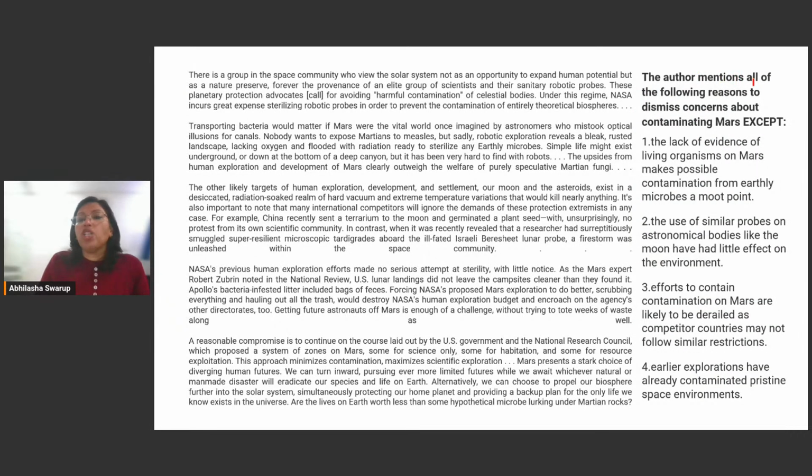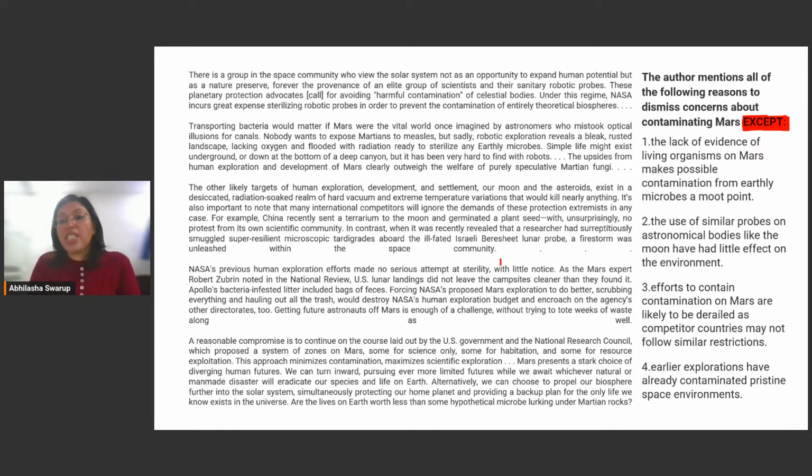It says the author mentions all of the following reasons to dismiss concern about contaminating Mars except. So remember, when the question says except, it is asking which one is not a reason to dismiss concerns about contaminating Mars. So we've already contaminated it all that we could, right? Oh no, we have actually never been to Mars, so we've never contaminated it. Okay, but what are the reasons to dismiss concerns? Eliminate those. What is not a reason will become the correct answer. Okay, let's take a look.